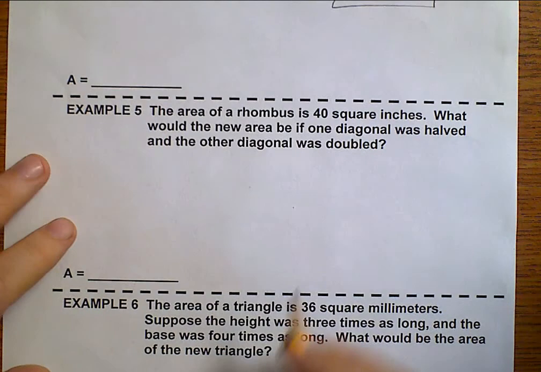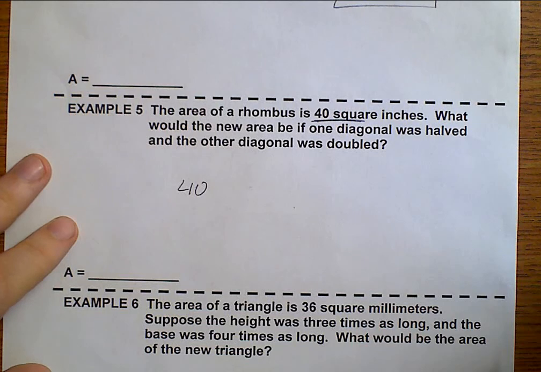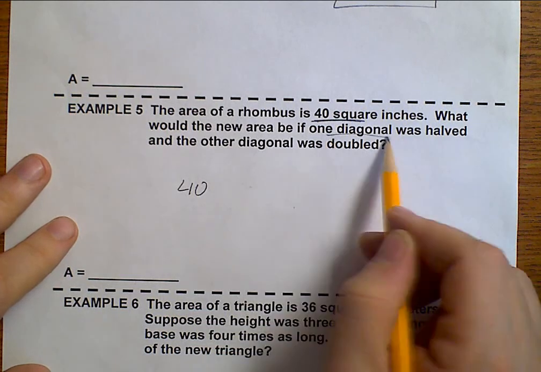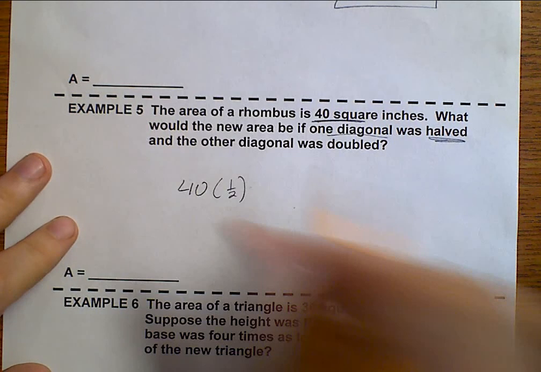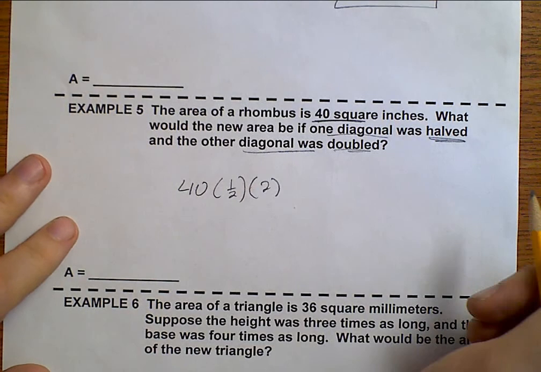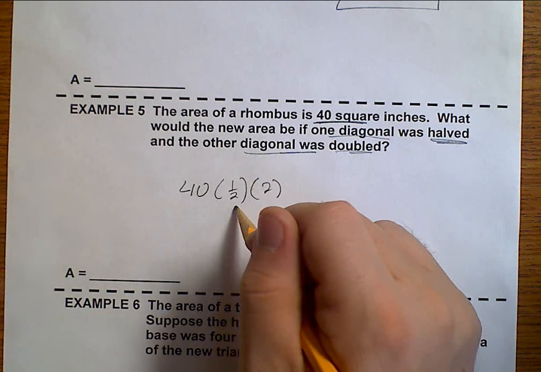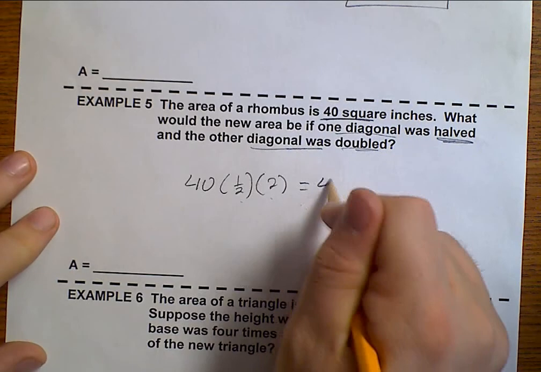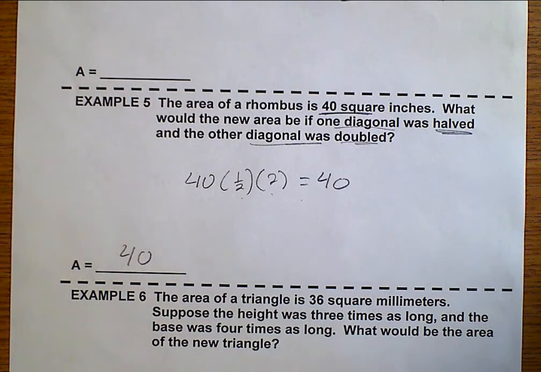The area of a rhombus is 40 square inches. Okay. One diagonal is halved, so it means we multiply by half. And the other diagonal was doubled. It means we multiply by 2. So 40 times a half is 20, times 2 is 40. And so our rhombus is actually the same size.